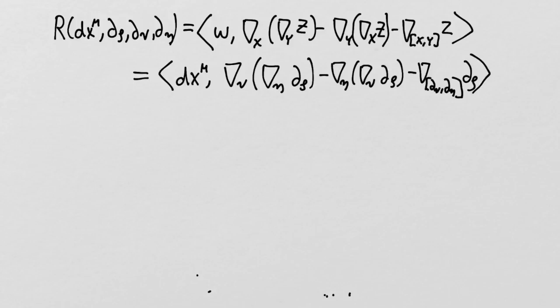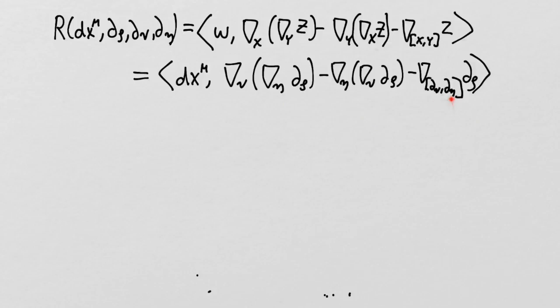So this is a pretty straightforward application. Everywhere I see an x, I substitute partial nu. Everywhere I see a y, I substitute partial eta. Everywhere I see a z, I substitute partial rho. And you end up with this expression here.